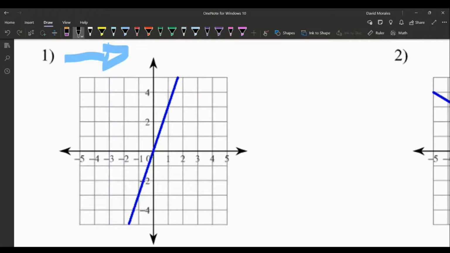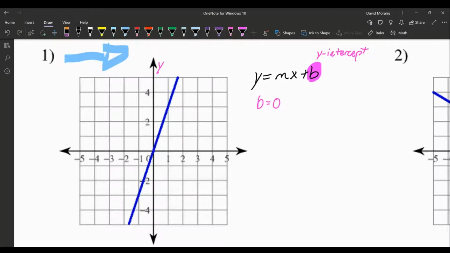Okay, so write the formula. Determine your b first. That is your y-intercept. This is the y-axis. Where did this line cross the y-axis? It crossed it at 0. So my b is 0.